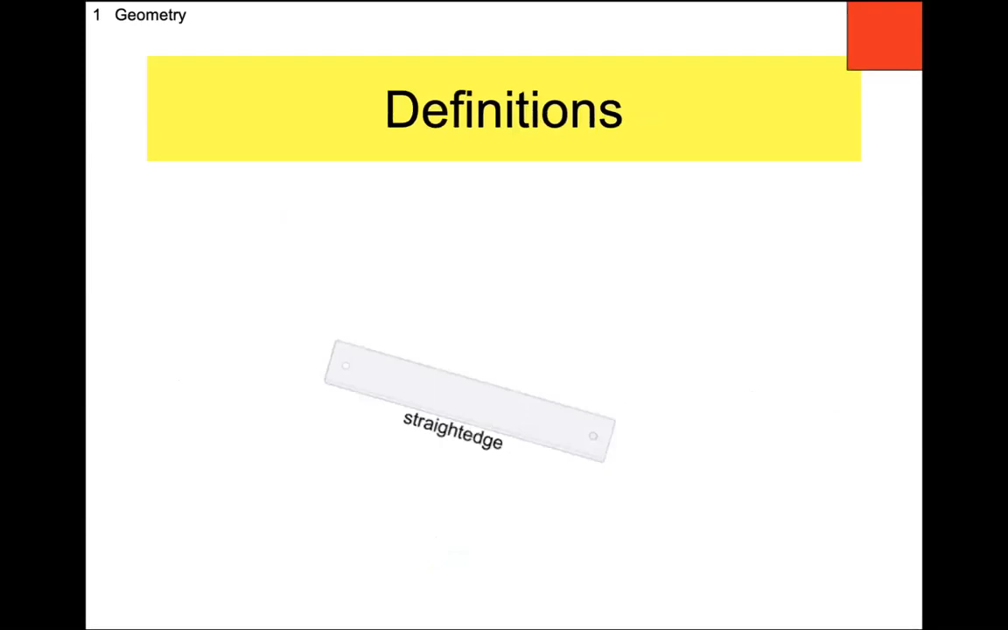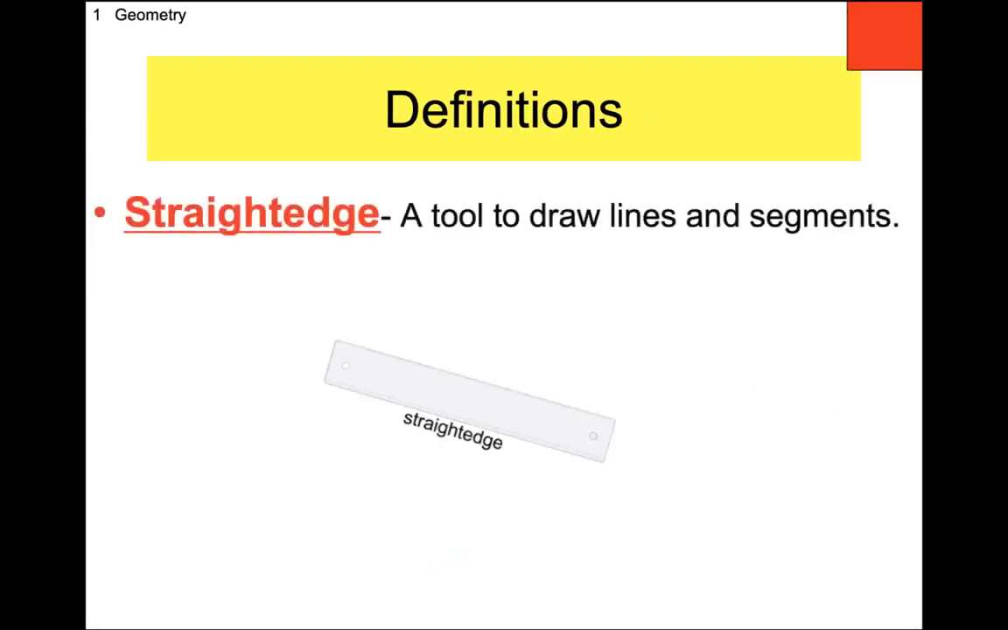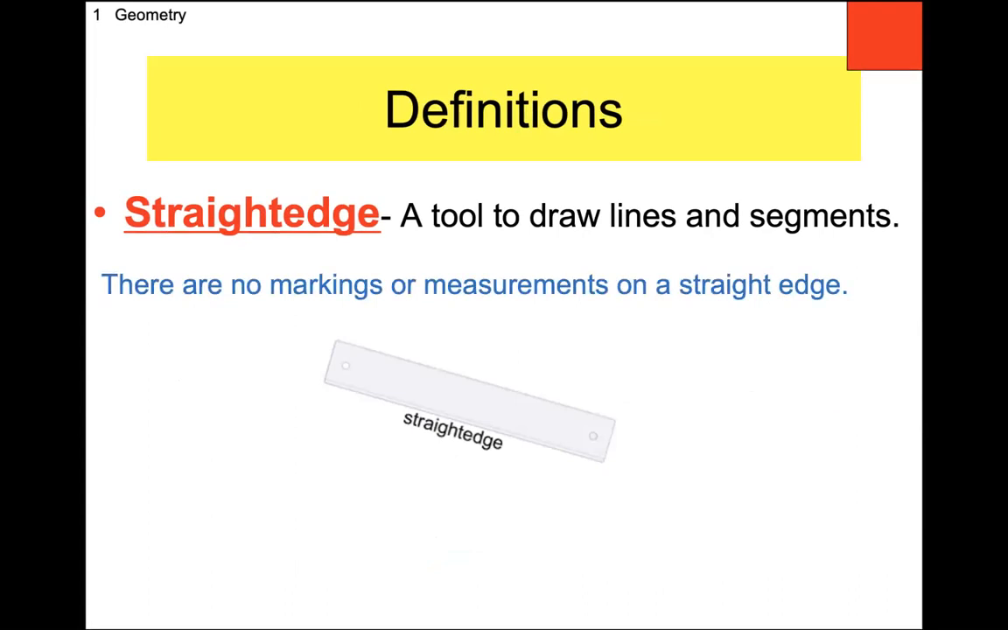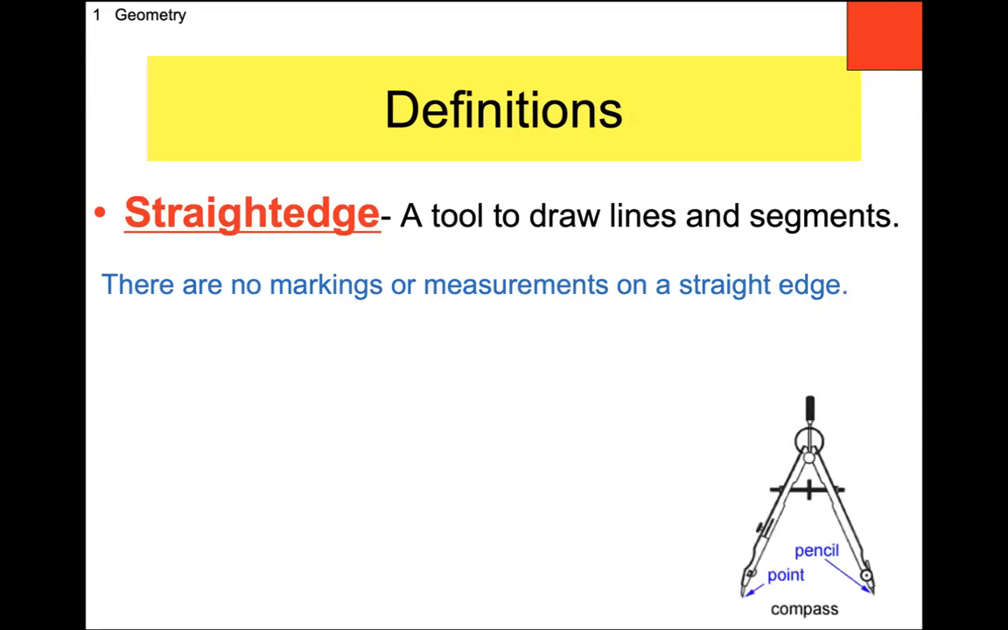All right, so we'll write down a couple of quick definitions. So what is the formal definition of a straight edge? It's a tool that allows you to draw lines and segments. Obviously rays as well too. So that's a straight edge. And then a couple of ideas about the straight edge. There's no markings or measurements on a straight edge, although you certainly can use a ruler.